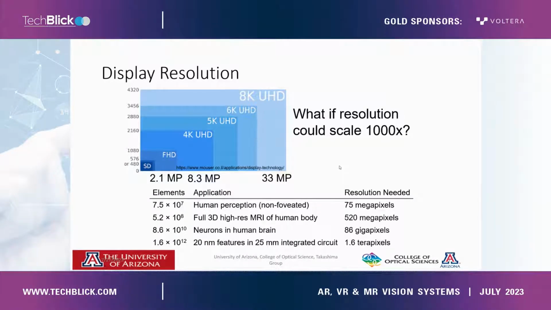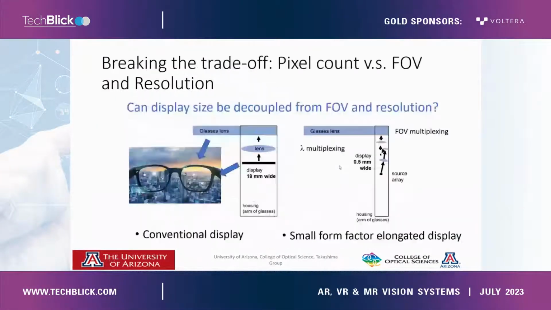And finally, this is rather hypothetical, but if we want to use a spatial light modulator to do the photolithography for semiconductor chips, having 20 nanometer features and 25 millimeter die size, we need 1.6 terapixels. So apparently there's a huge discrepancy between what we want to display, even for an AR display device, and what we have so far as a display device.